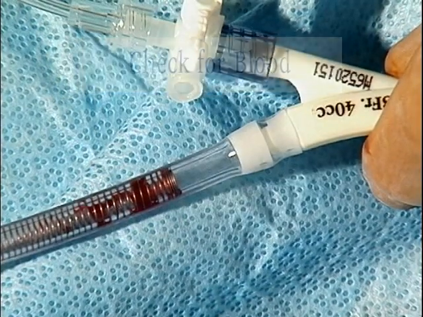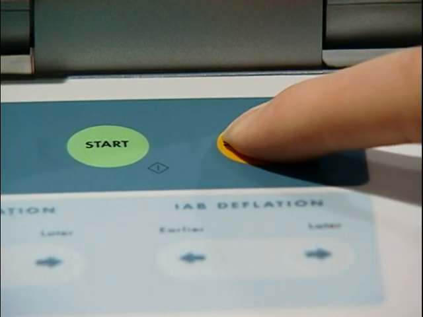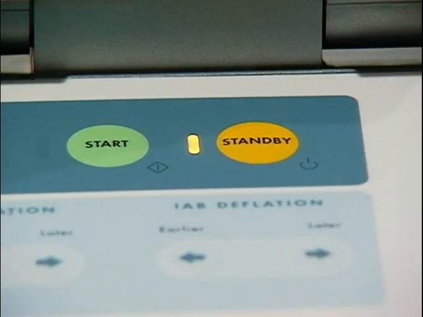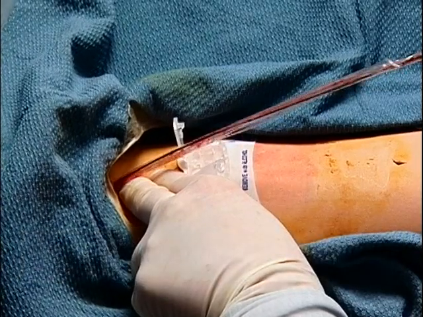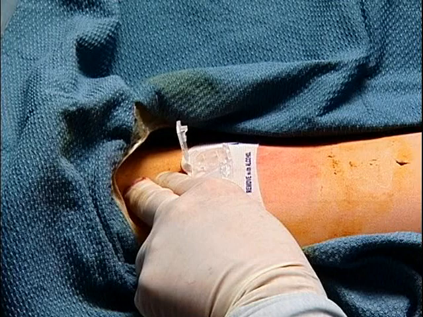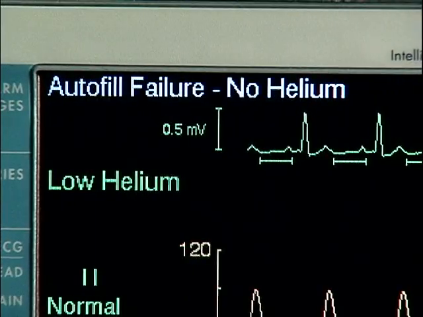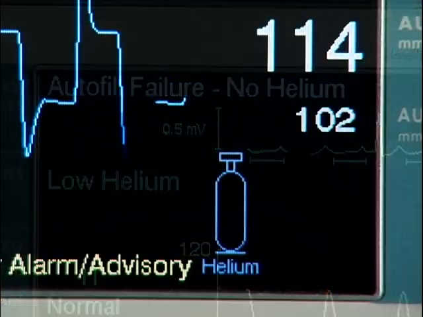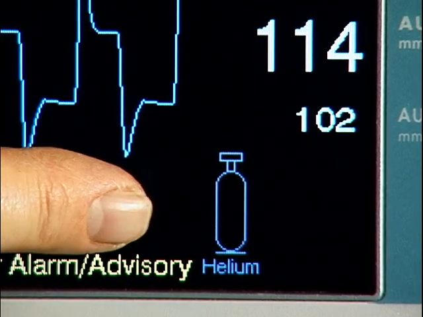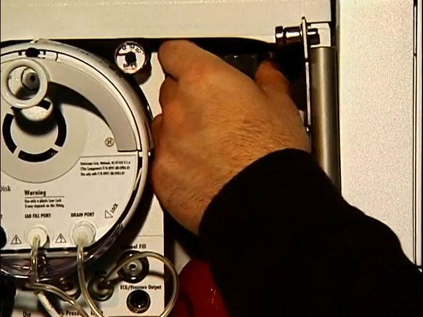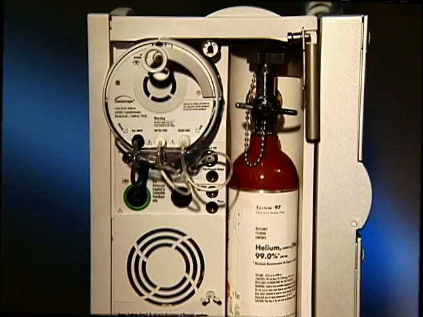If any amount of blood is noticed, stop pumping immediately and notify a physician. While awaiting the physician, it would also be wise to refer to the IAB catheter manufacturer's instructions for IAB removal and contact Datascope service. The alarm autofill failure, no helium occurs most probably when the helium tank is closed or empty. For this alarm, the operator should either open the helium tank or replace it with a full tank.